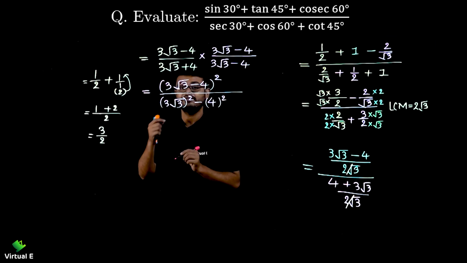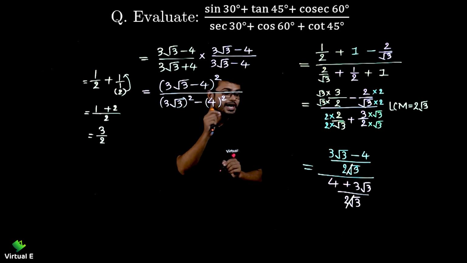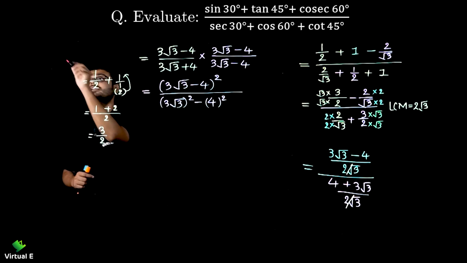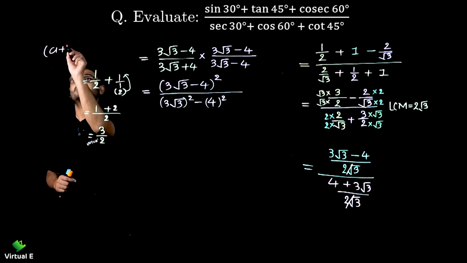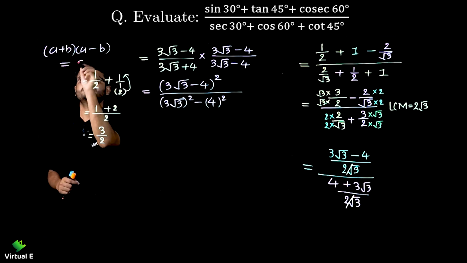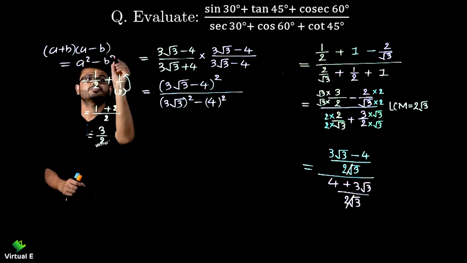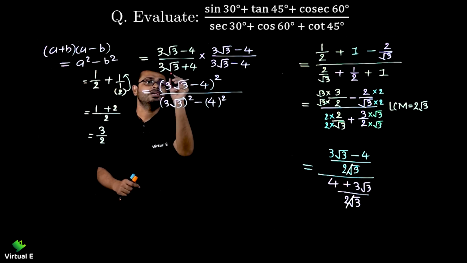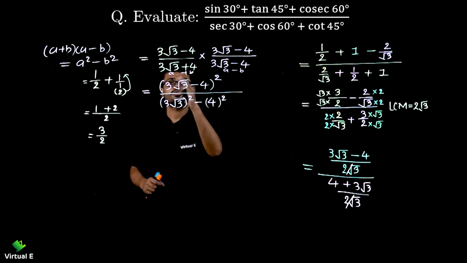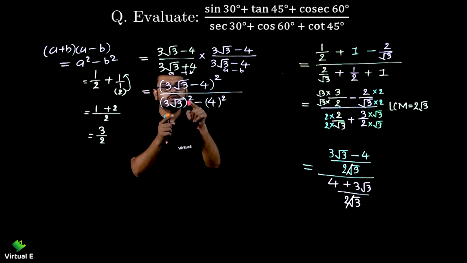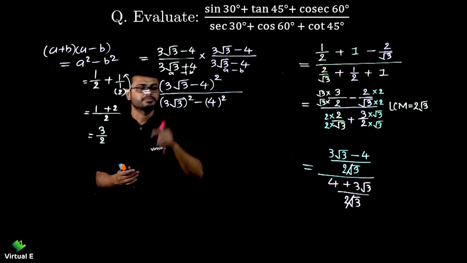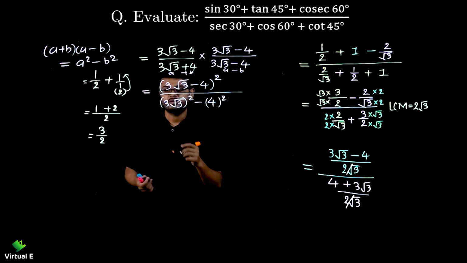Can you tell me why I have written it? Yes, we use the identity. So let's write the identity, and you will get an idea of which identity I used. a plus b into a minus b, the answer is a square minus b square. So a plus b and a minus b. So a square, which is 3 root 3 whole square, minus b square, which is 4 square. So let's use the identity in the numerator first of all.